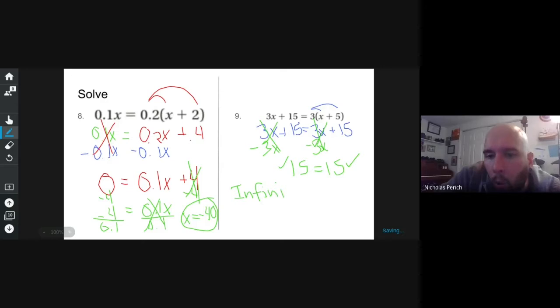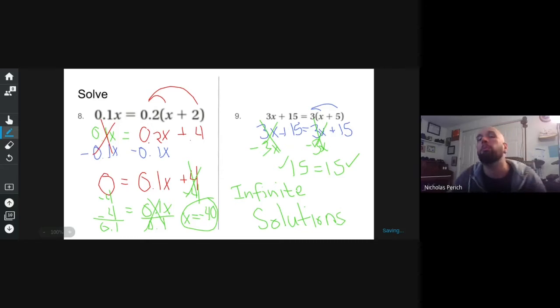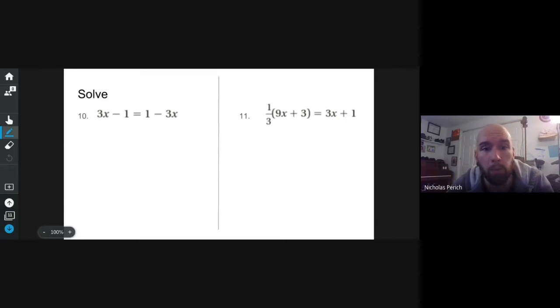And we're going to say the word infinite solutions. One more time. If your variables disappear and the left side matches up with the right side, it's infinite solutions. If your variables disappear and the left side is exactly the same as the right side, it's infinite solutions, which takes me to more problems.